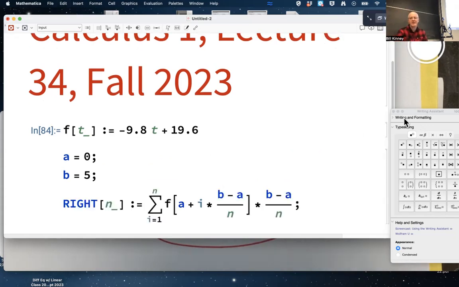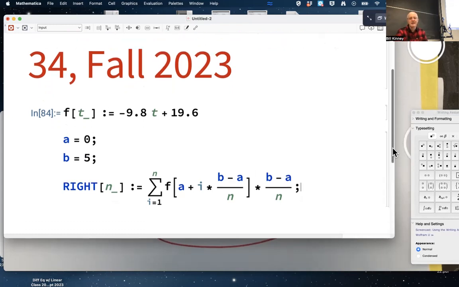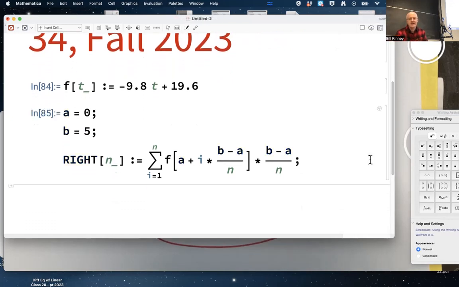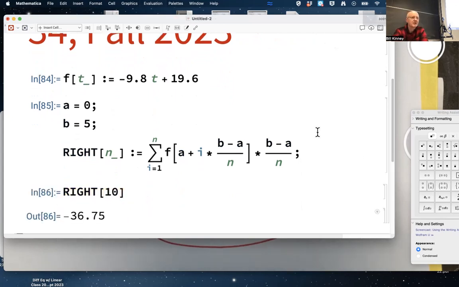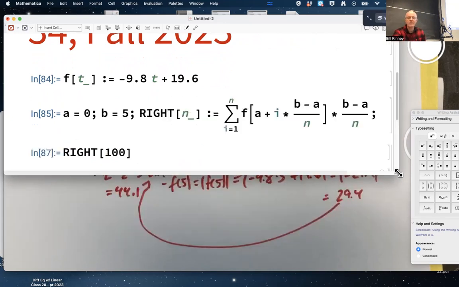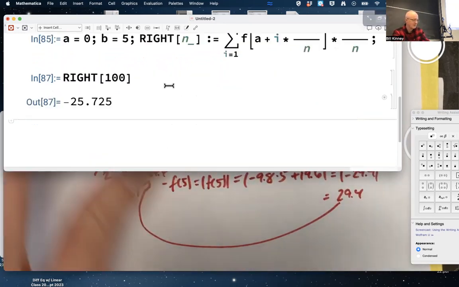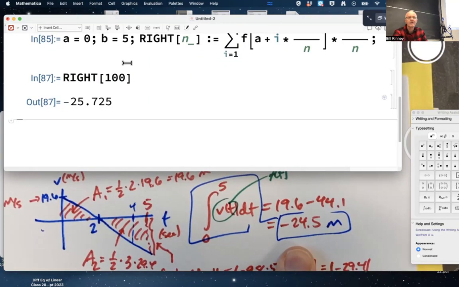Semicolons just separate input, I guess I should say. Effectively, they suppress output. I can enter this. There's no output yet, but now if I plug in a number for n, like 10, I get an approximation to the answer: negative 36.75, not the exact answer. If I plug in bigger values of n, I should get closer. What was the exact answer? The exact answer was negative 24.5, right? Negative 24.5 right there. Plug in 1,000. I'm getting close to negative 24.5. It seems like I did it right.